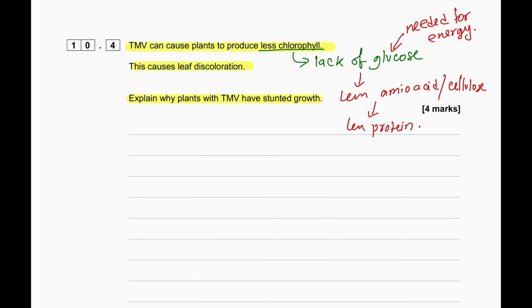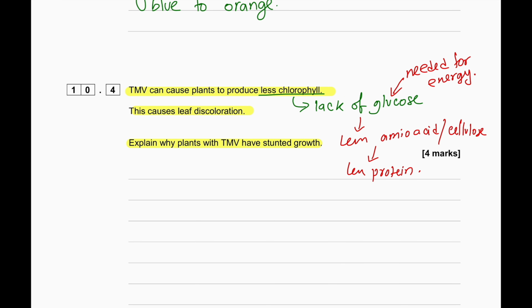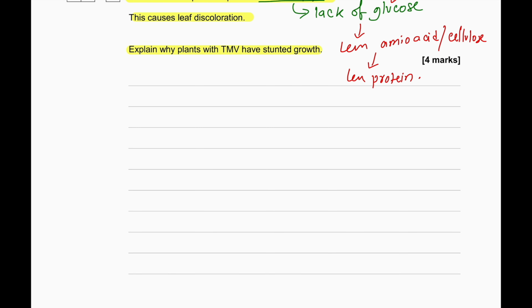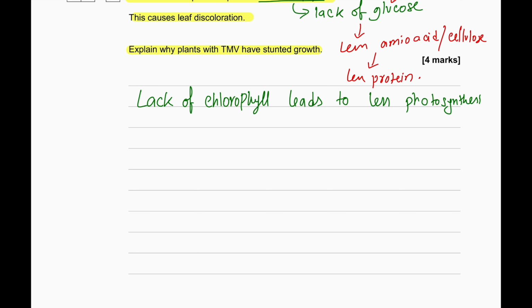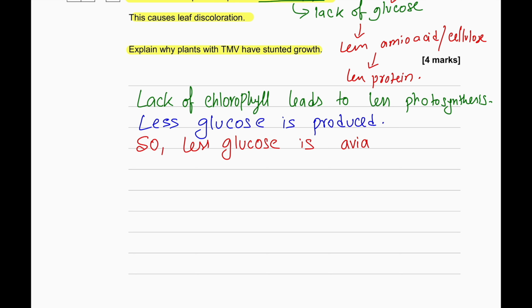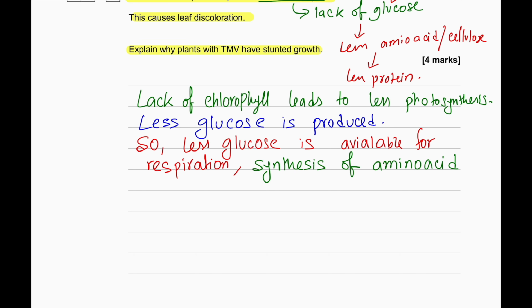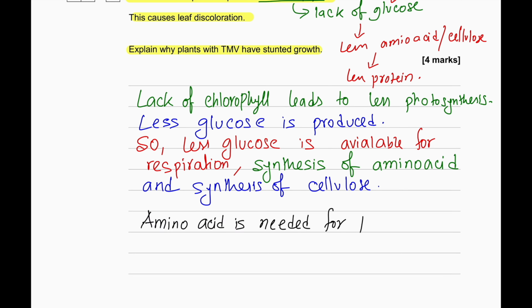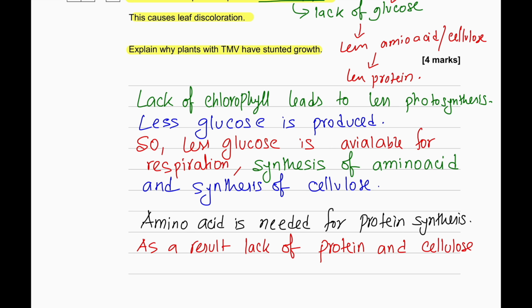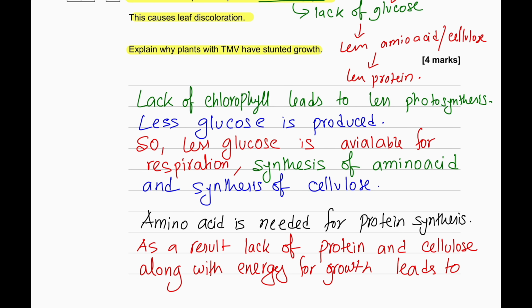So how are we going to write down the answer? The answer is going to be written like this: less photosynthesis because there is less chlorophyll, and therefore the plant is able to make less glucose, so less energy can be released from that glucose for growth. And lack of glucose also leads to less amino acid, less cellulose, and less protein to be made within the plant, which are very much needed for the plant's growth.